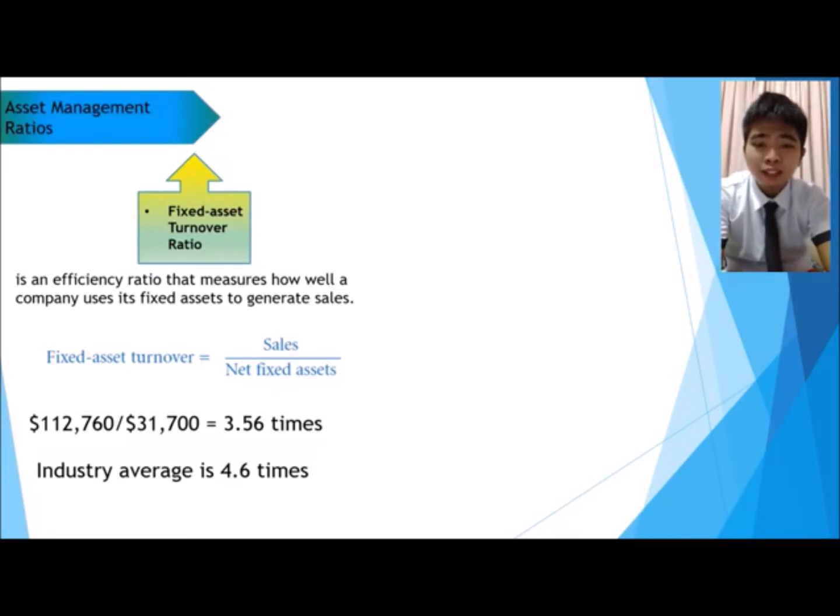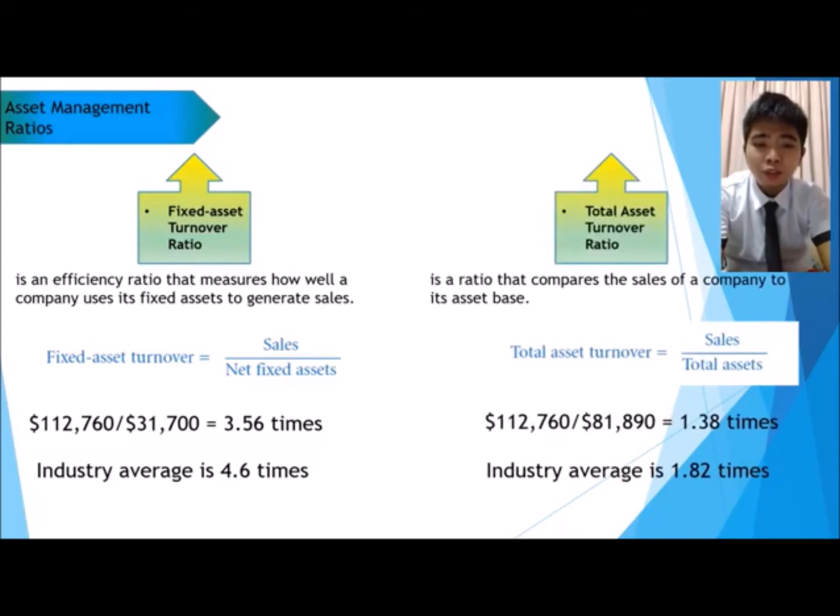And next is the total asset turnover ratio. It is a ratio that compares the sales of a company to its asset base. So it is similar sa fixed asset turnover ratio. The only difference is that, from the word itself, total asset, the total asset is used.